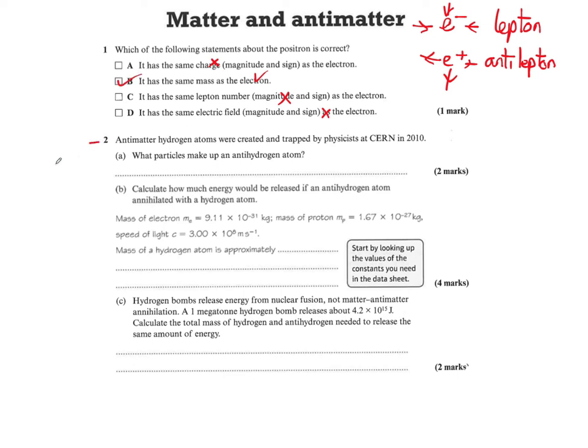What particles make up our antihydrogen atom? Hopefully you know that a hydrogen atom has a proton and an electron on the outside of it. So antihydrogen, which is the antimatter of it, must have an antiproton, the opposite of a proton, and an anti-electron. So it has an antiproton and an anti-electron, also known as a positron.